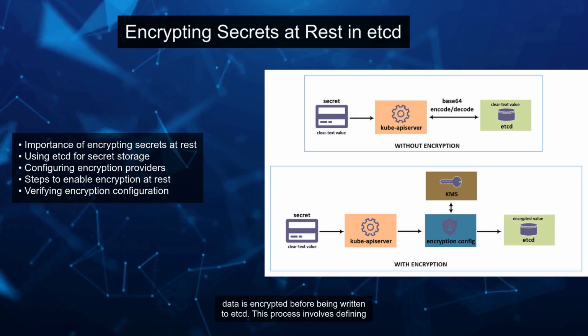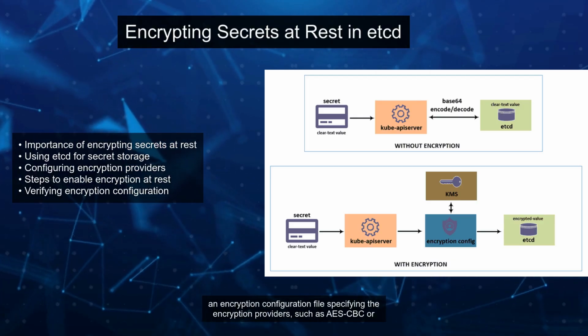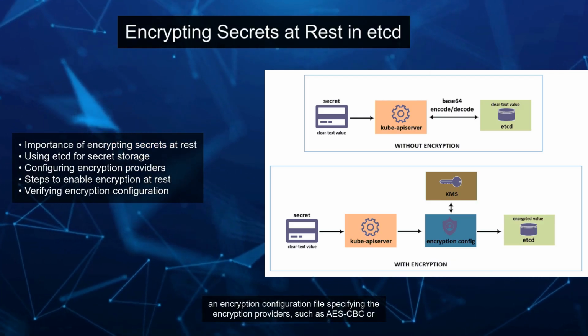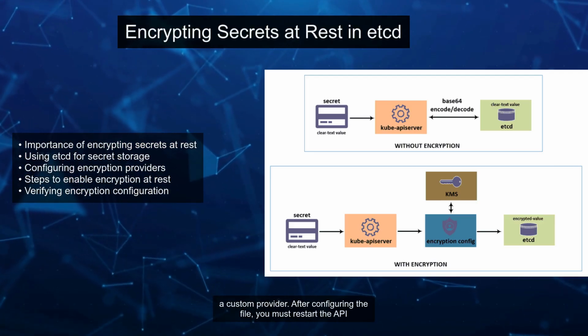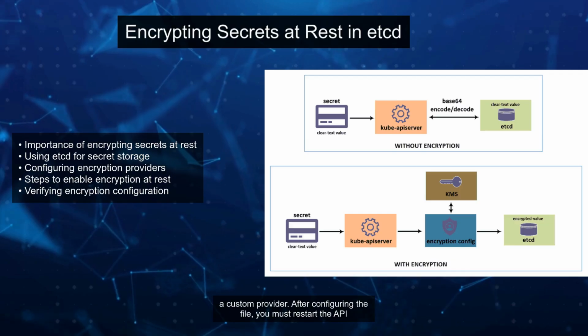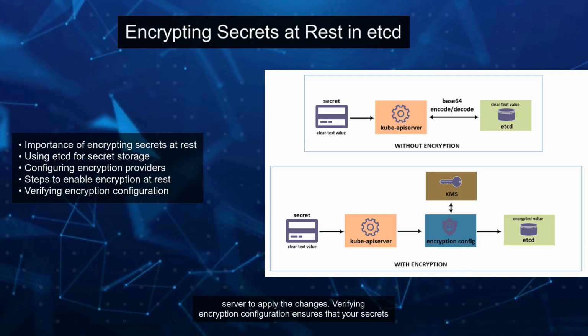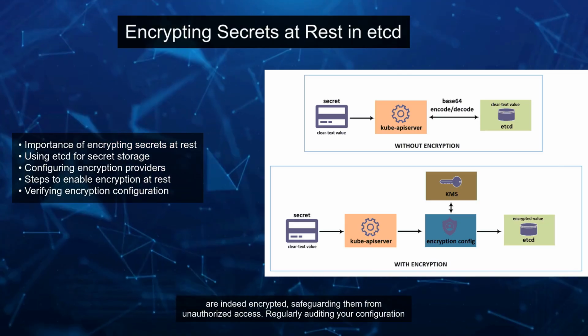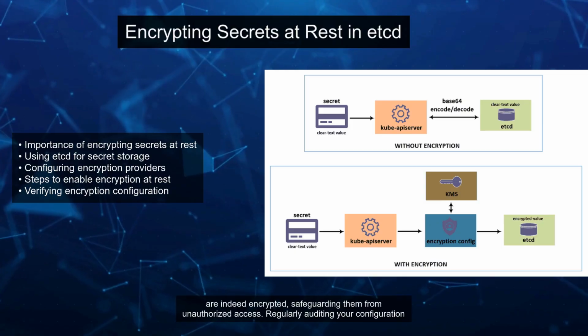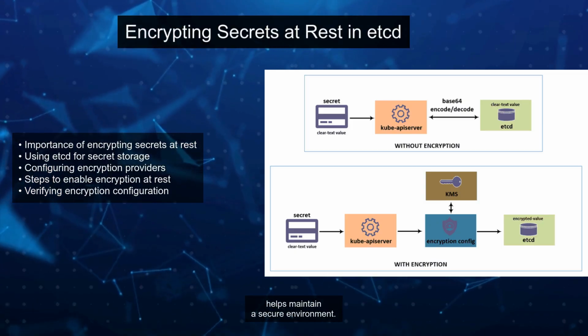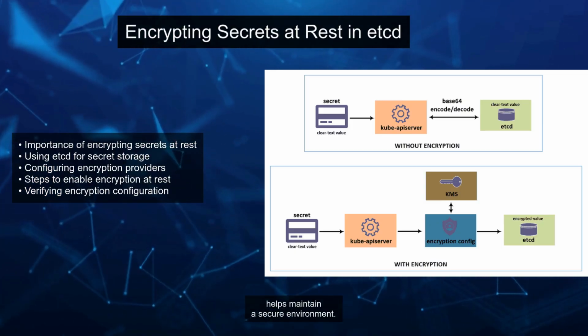This process involves defining an encryption configuration file specifying the encryption providers, such as AES-CBC or a custom provider. After configuring the file, you must restart the API server to apply the changes. Verifying encryption configuration ensures that your secrets are indeed encrypted, safeguarding them from unauthorized access. Regularly auditing your configuration helps maintain a secure environment.